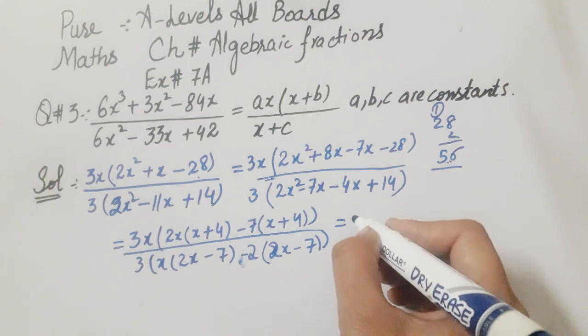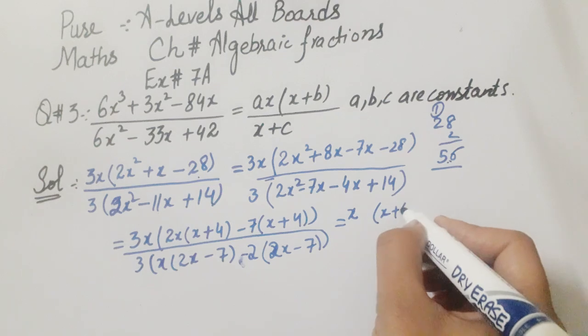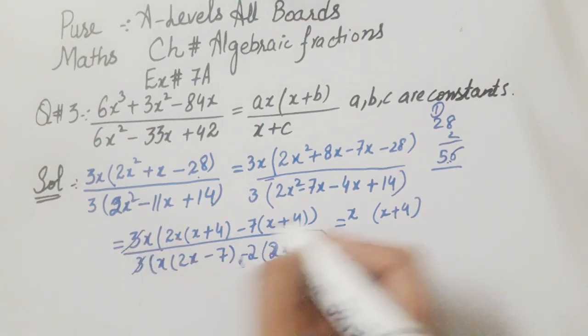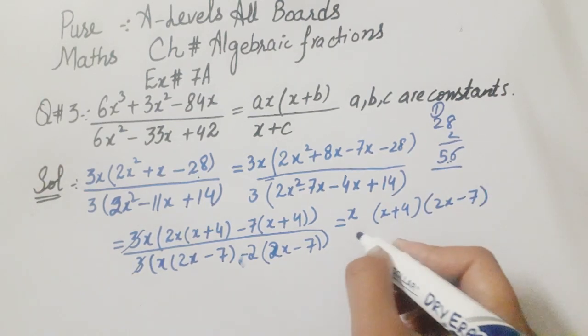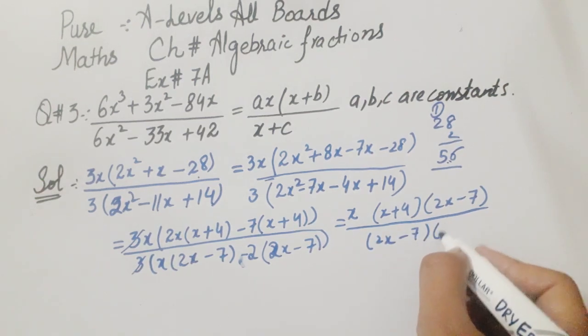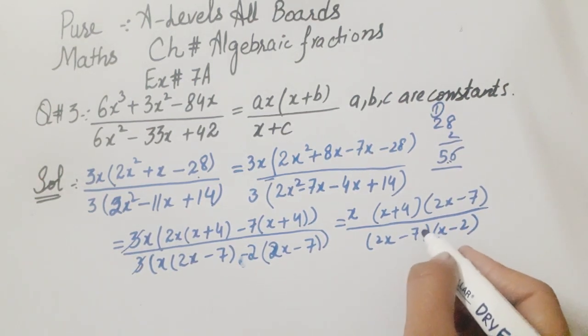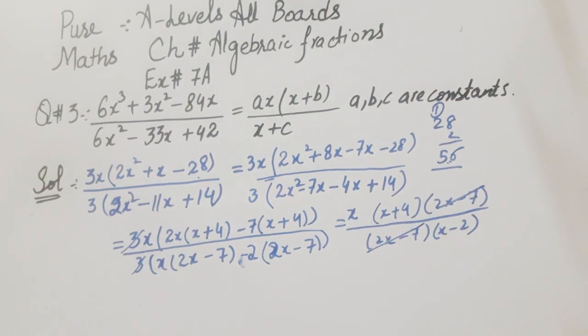Now we will write this as x into (x + 4). This 3 is cancelled by this 3. x into (x + 4) and (2x − 7) over (2x − 7)(x − 2). Now 2x − 7 is cancelled by 2x − 7. We will write this as x(x + 4) over (x − 2).